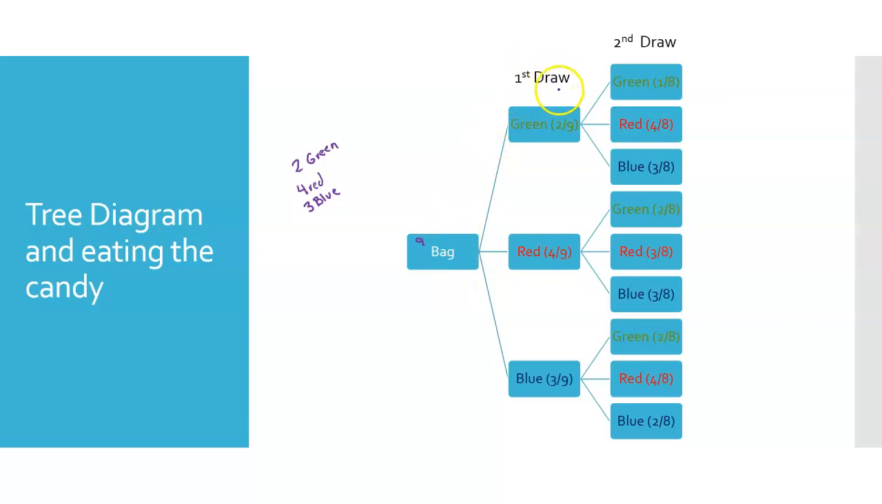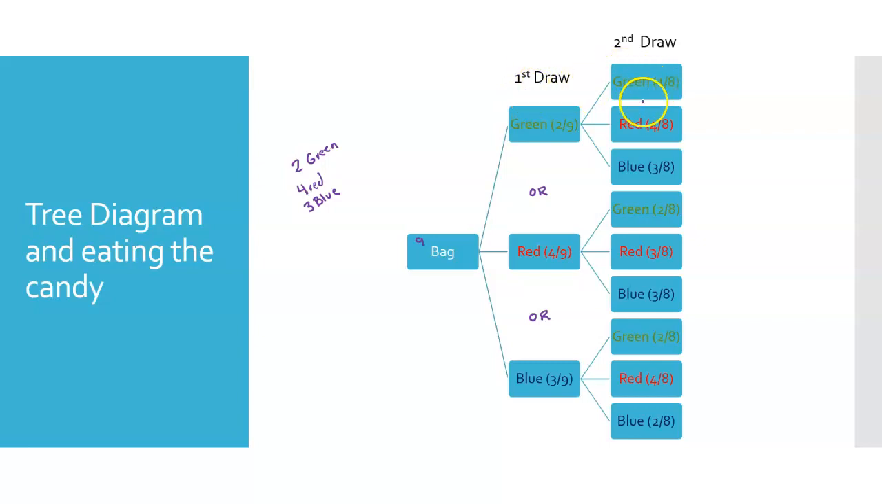So the first time we stick our hand in there, our first draw, we can either get a green, or we can get a red, or we can get a blue candy, because there's 3 different colors. Well, the probability of getting a green would be 2 out of 9. Probability of getting red would be 4 out of 9. Or the probability of getting a blue one would be 3 out of 9. Okay, so that's the first time. Now we're going to eat 2 candies, so we got to go stick our hand in there again.